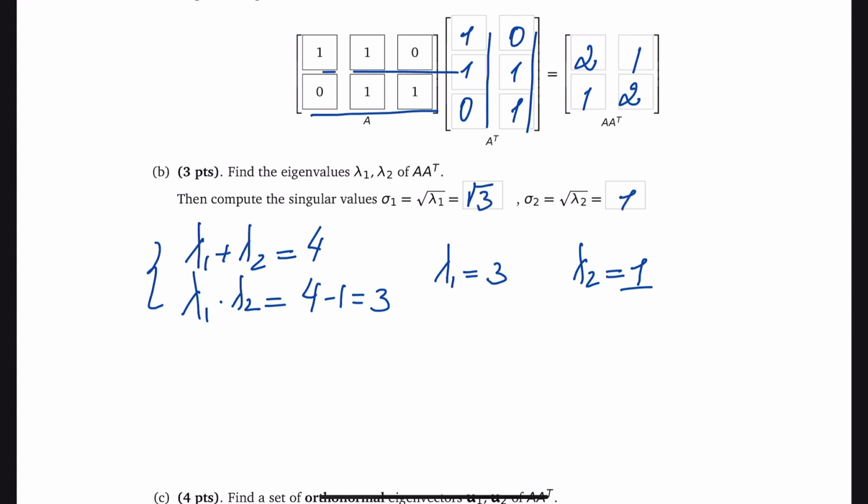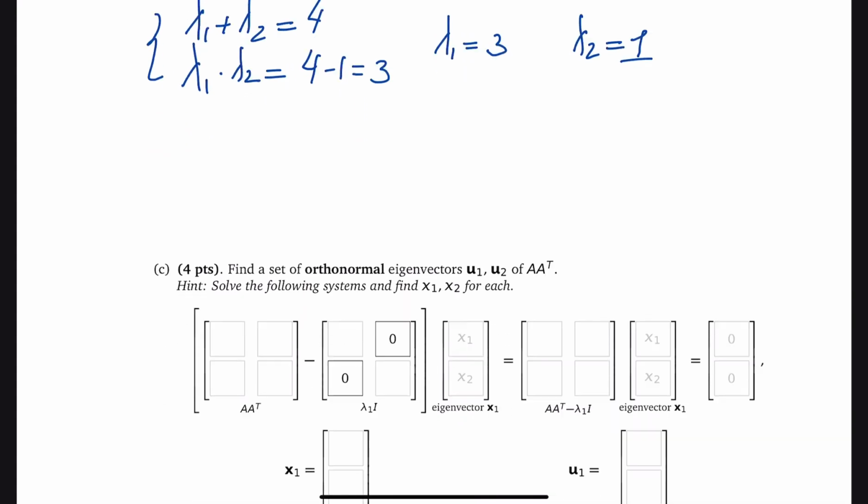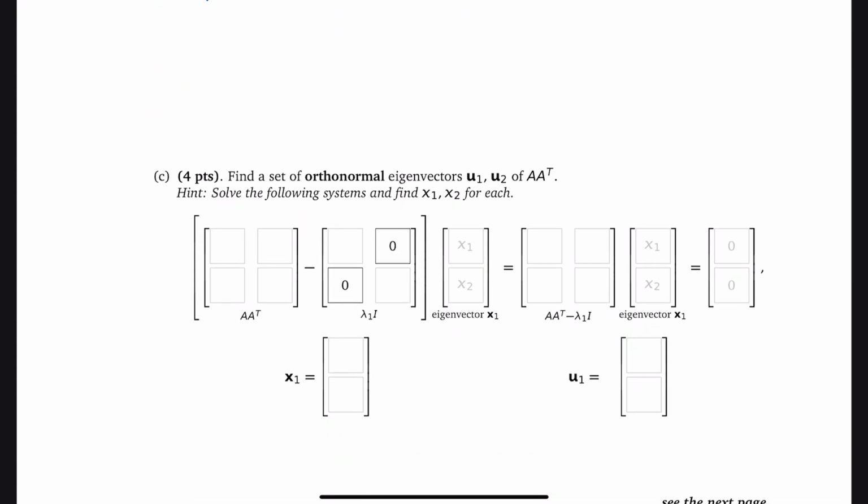So now we need to find the vectors U1 and U2, which are going to be the eigenvectors of the AA transpose. So please note that here we have to use the eigenvalues of the AA transpose, not the singular values. So essentially, here we have to use 3 and 1, not the square root of 3, because square root of 3 are the singular values, not the eigenvalues of the AA transpose.